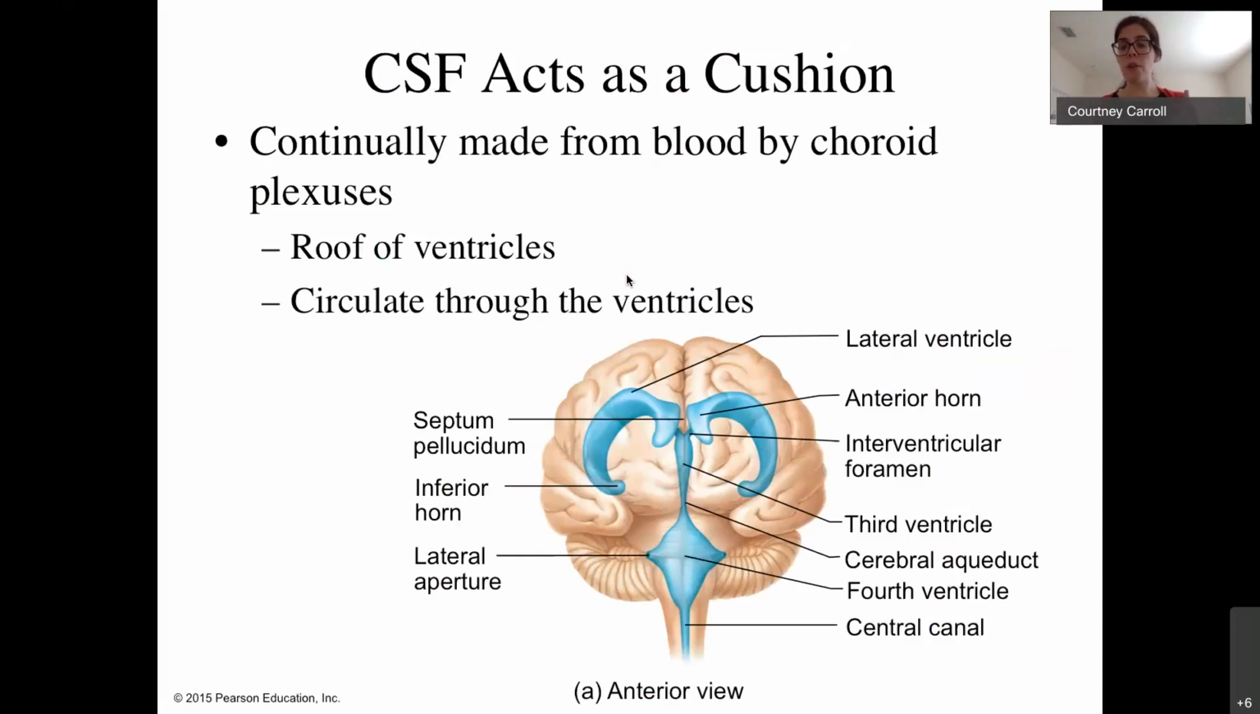And so if you were to look at the brain, it would appear like it was just gently floating in fluid. And this, again, is a cushioning. So if you stop short and you hit your head on something, for example, your brain is going to move forward, but it's going to swish back in part because of all that fluid holding it around. So it adds that extra protective layer.